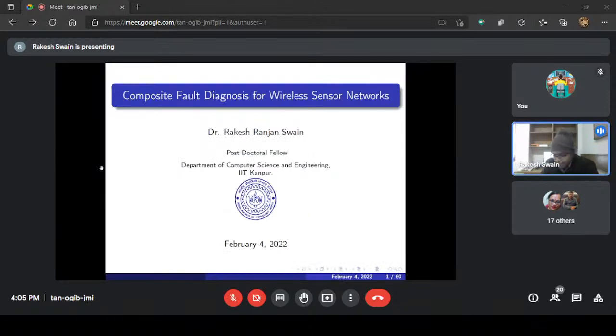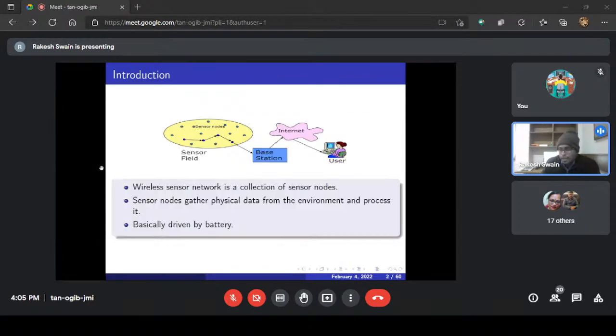Okay, so let's start the topic. My topic here is composite fault diagnosis for the wireless sensor network. As all of you are, I think, familiar with the wireless sensor network, I'll just give the introduction. What is the wireless sensor network? Basically, the wireless sensor network is a collection of sensor nodes that collect physical data from the environment and then process it. Whatever data is collected, you have to collect it using the base station, and sometimes we have to collect it through the internet or the cloud for remote users.